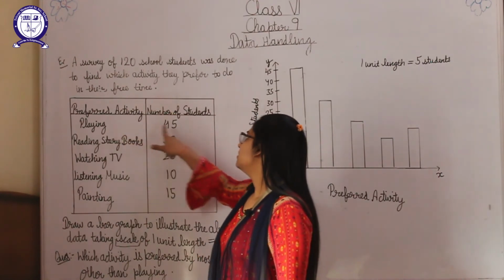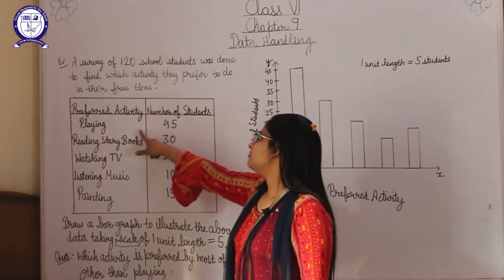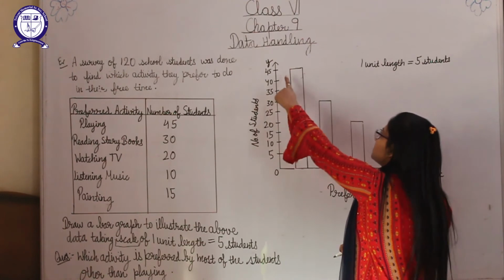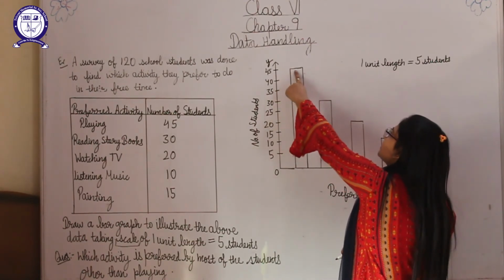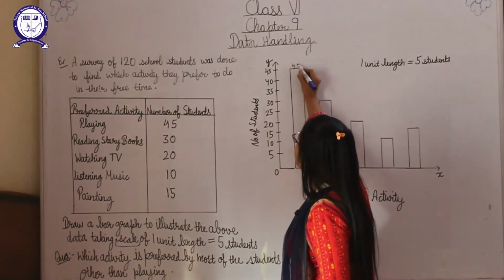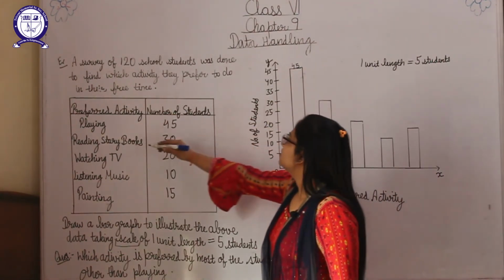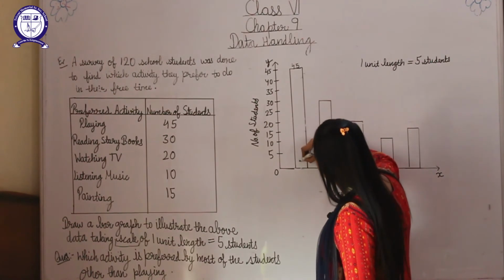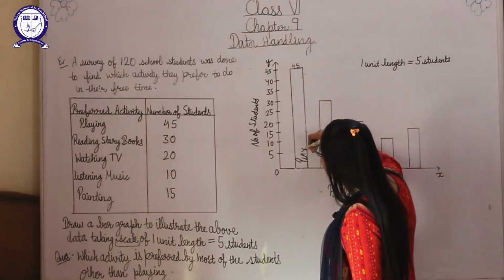Here, playing: how many students play in their free time? 45. So that's 45. I have made this bar here up to 45. And the activity here is playing, so we can write here playing.